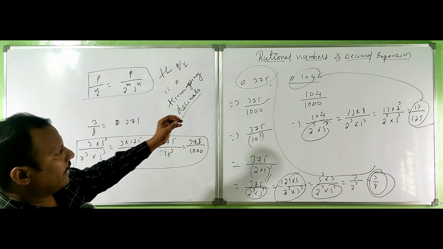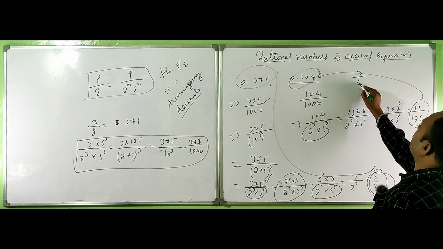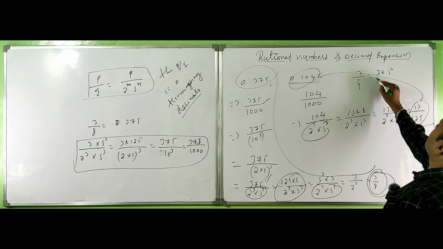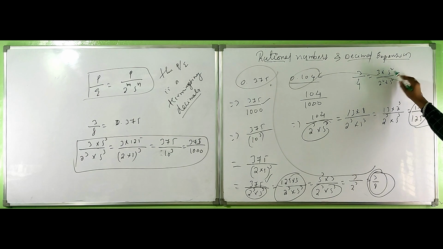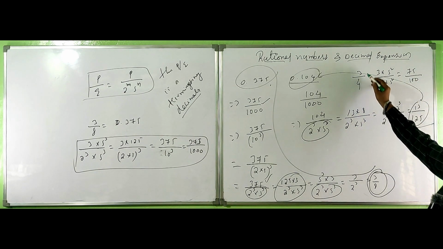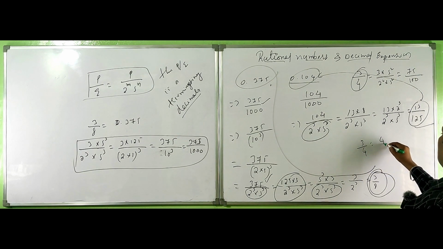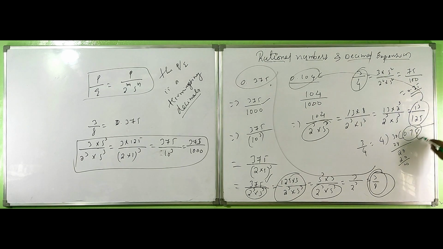Based on this one, we have the converse. Any expansion or any decimal we can write in the form of, okay, 3 by 4. We can write 3 by 4 as 3 by 2 square, that is 3 into 5 square by 2 square into 5 square. This 5 square means 25, 25 into 3 is 75 by 10 square, 100. Just check it. 3 by 4: 4 into 3, 0 point, this becomes 30, 4 7s are 28, again 2, and so on. The answer is 0.75, the answer is 75.